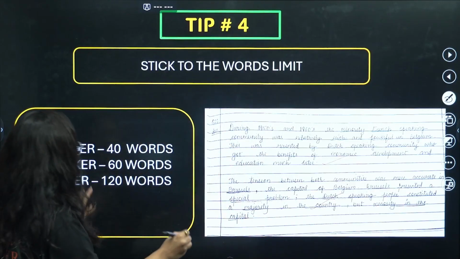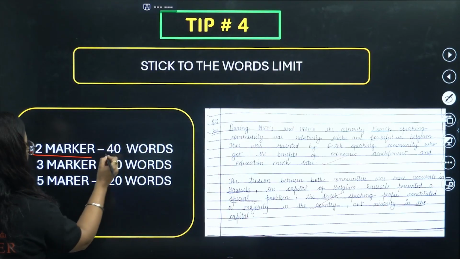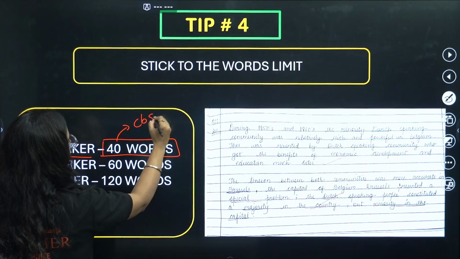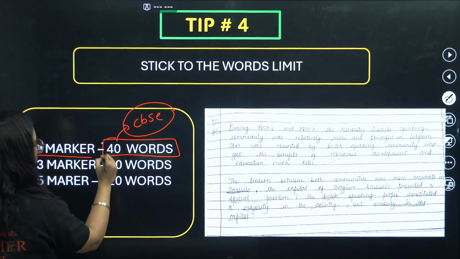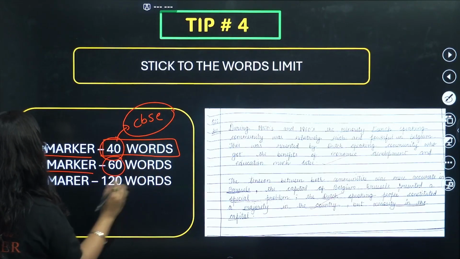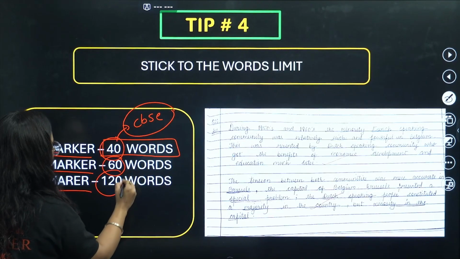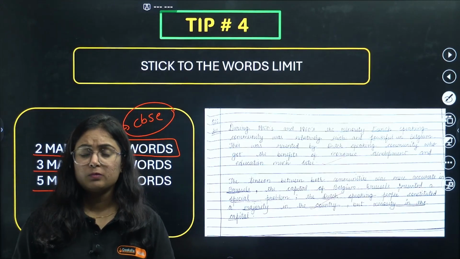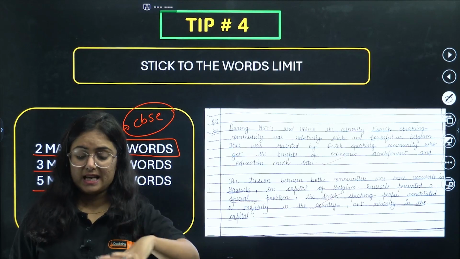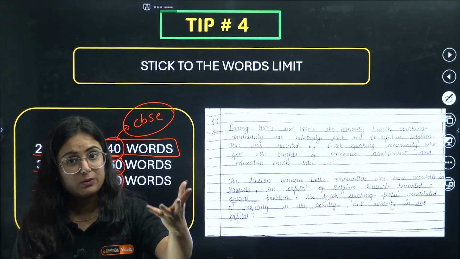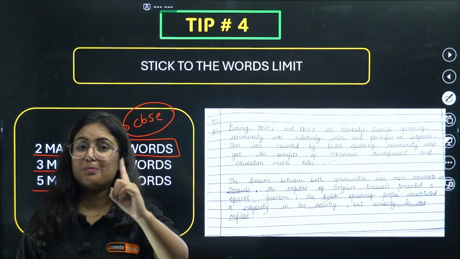So basically what you need to follow is, for a 2 marker question, the word limit provided by CBSE is 40 words. For a 3 marker you need to write 60 words. For a 5 marker it is 120 words. But I know you will not be counting the words over there, right? Then how can you identify that yes, I have completed 120 words, 60 words or 40 words? For that, pay attention, my dear students.